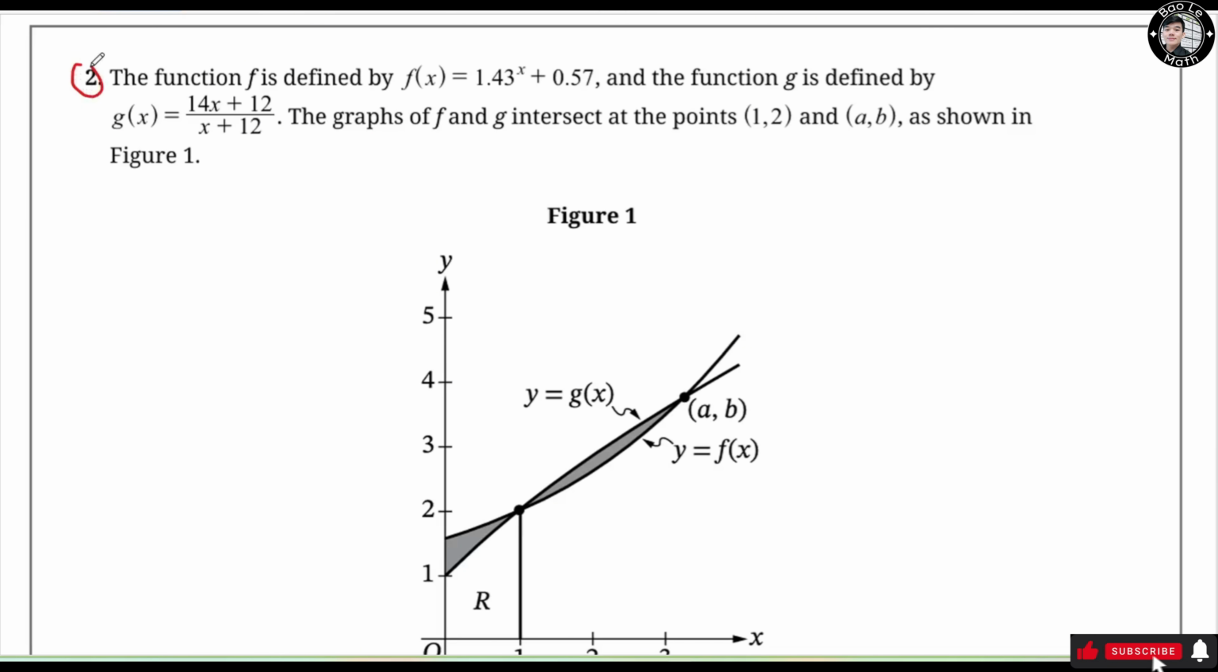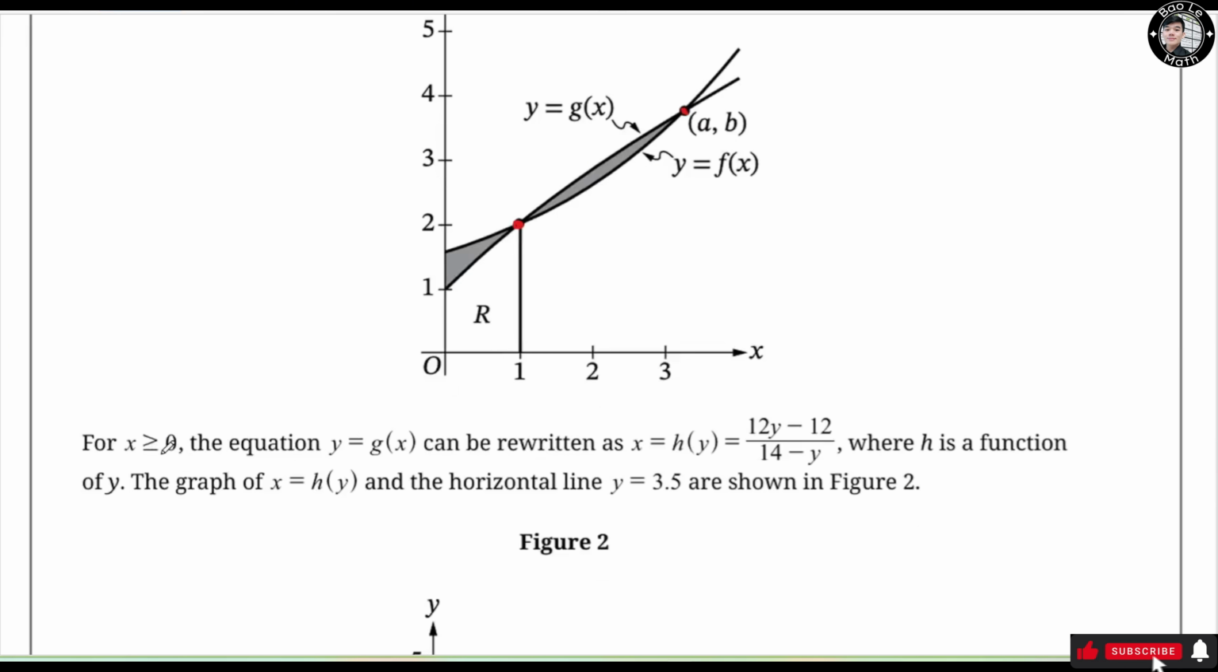Question 2. The function f is defined by f of x equals 1.43 to the x plus 0.57, and the function g is defined by g of x equals (14x plus 12) over (x plus 12). The graphs of the functions f and g intersect at the points (1, 2) and (a, b). So this is point (1, 2) and (a, b) right here.